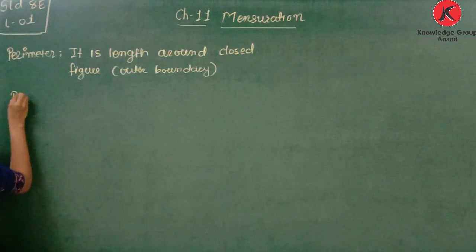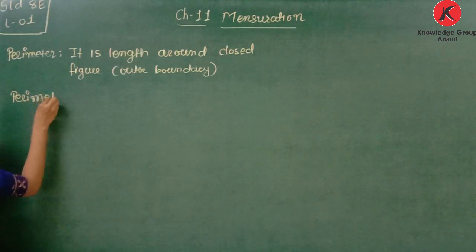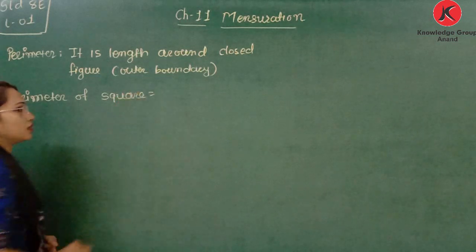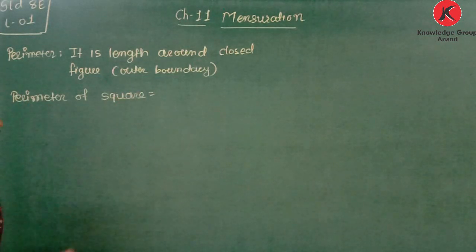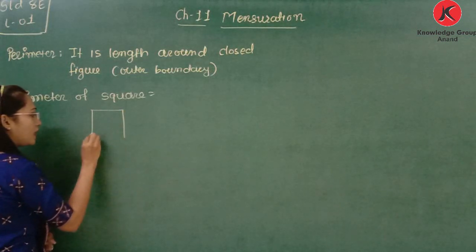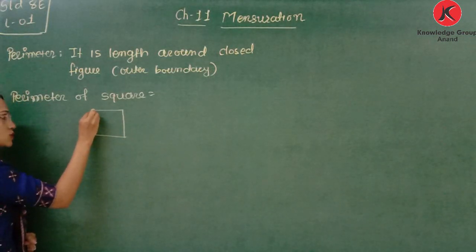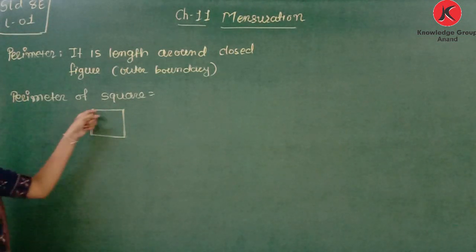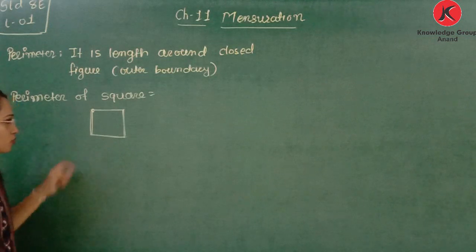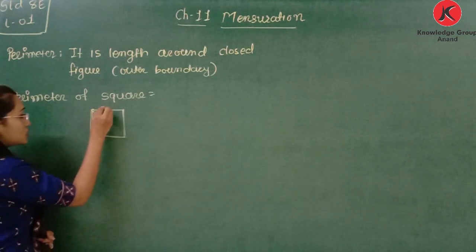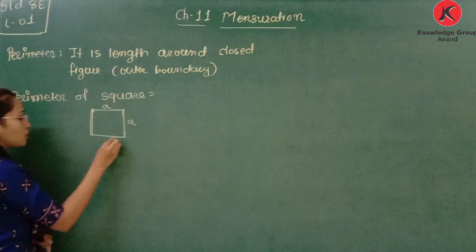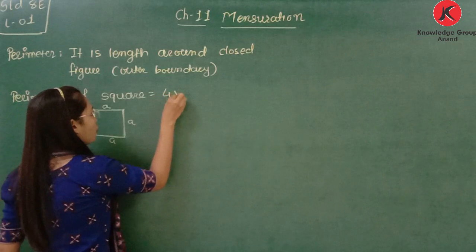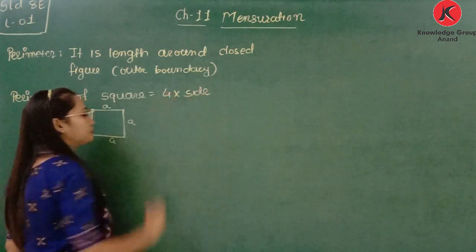So first, what is the perimeter of a square? That is the sum of all sides. If we take this shape, then if we add all these sides, from this point we need to move around the boundary, around the closed figure. So that length gives the perimeter. We know that in a square all sides are equal. So if this is A, then this is also A. How many times do we need to add A? 4 times. So the equation is 4 multiplied by side.